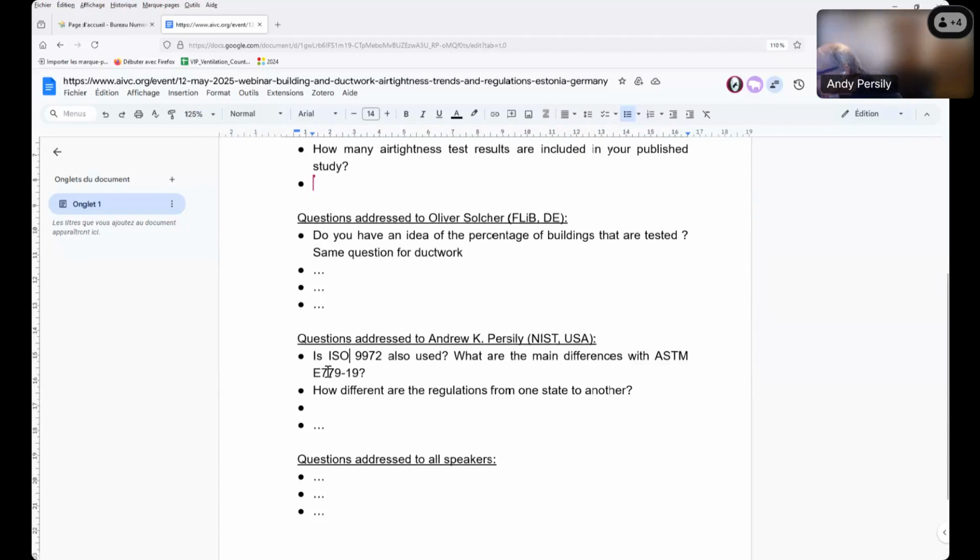Okay. And of course, it's impossible to give the specificities of each state, but the question is, how different are the regulations from one state to another? Can you say a word on this? Yeah, I can say a little bit more. I mean, they can be very different. Some states barely have requirements, some states probably have no requirements, and some are more demanding because they're a cold climate, or they're more aware of the importance of the issue.